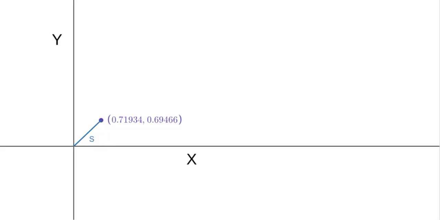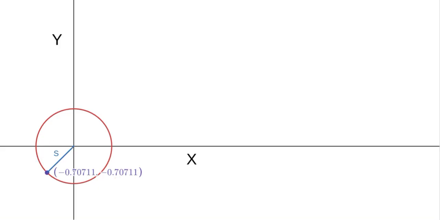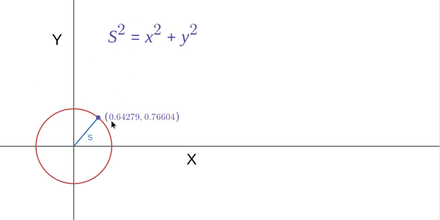Well, that's obviously a circle, right? So no matter where I move that point, I get an equal distance from the origin. And we can measure that like this. We can say S squared equals the x component squared plus the y component squared. Just the old Pythagorean theorem, right?